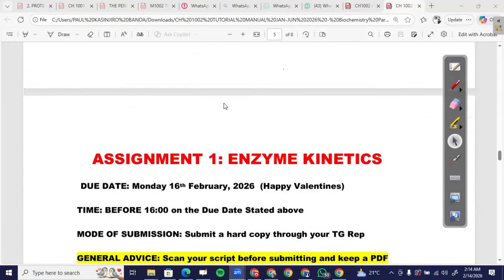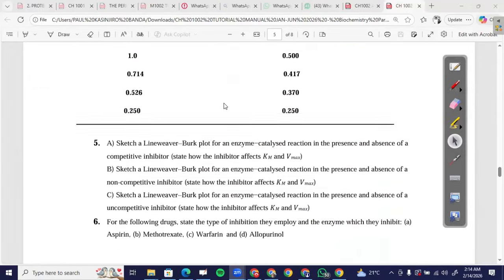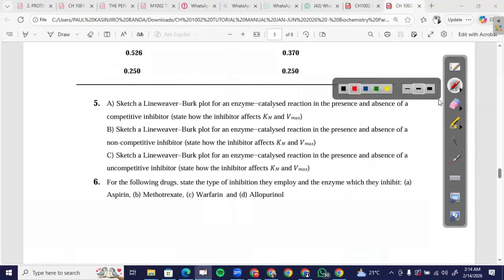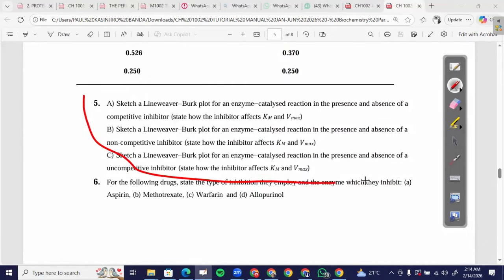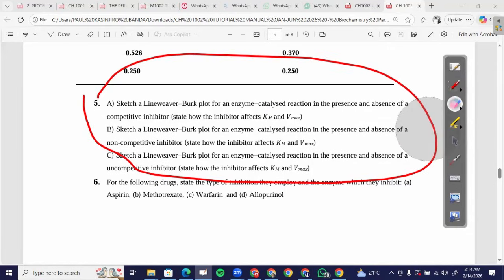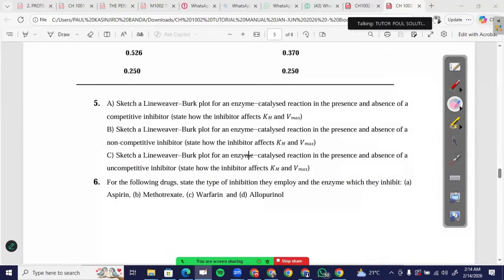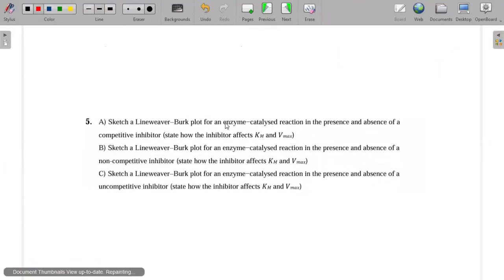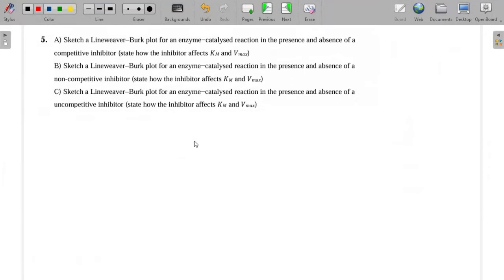All right, so in this video let's focus on this one here, the question on the Lineweaver-Burk plot. So let me just get it and put it on the board. This is the question that we are focusing on. The question simply says, sketch a Lineweaver-Burk plot for an enzyme catalyzed reaction in the presence and the absence of a competitive inhibitor. Show how the inhibitor affects the Km and the Vmax. So we're going to discuss this question here in full.